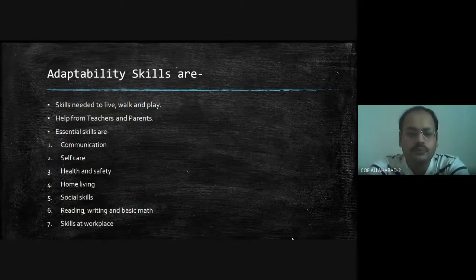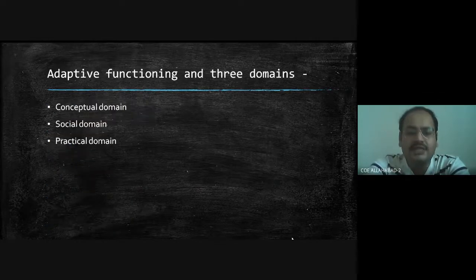So all these adaptive functioning skills can be divided into three basic domains, and they are conceptual domain, social domain, and practical domain. So let us talk about conceptual domain. Conceptual domain includes language, knowledge, and memory. Social domain includes empathy, social judgment, and rule following. And practical domain includes self-care, organization, and daily life skills.